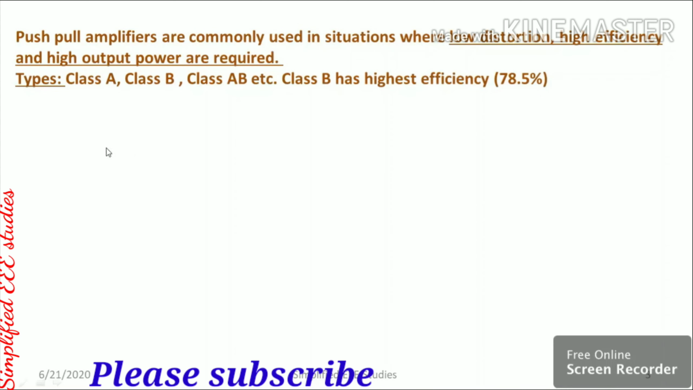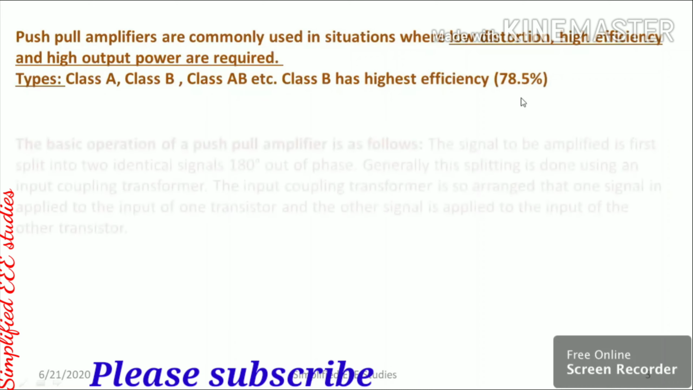Push-pull amplifier has low distortion, high efficiency and high output power, which are required. You can classify push-pull amplifier as class A, class B, class AB, etc. Among these classifications, class B has the highest efficiency, almost 78.5%.